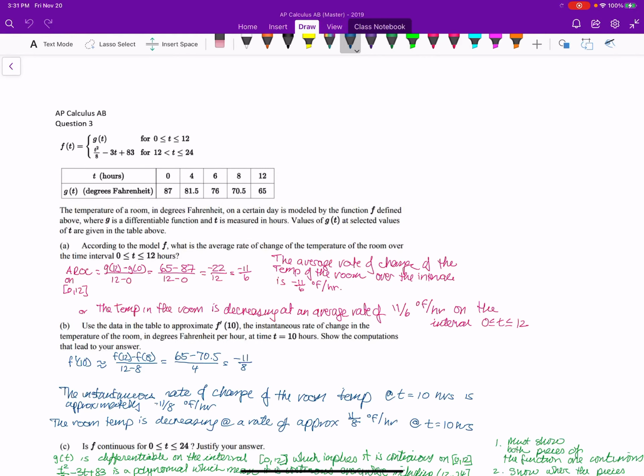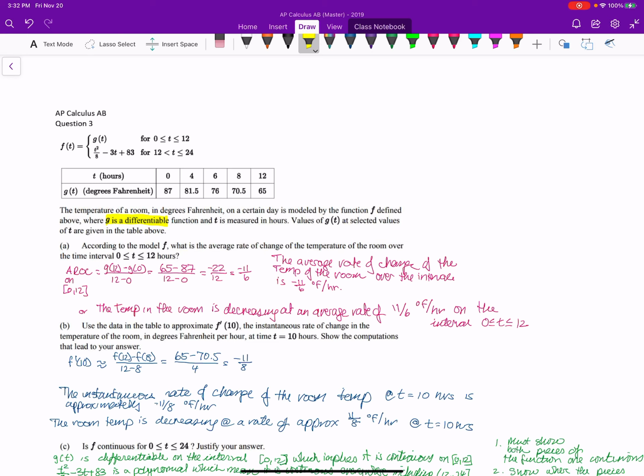Question 3, we now have a piecewise function and a table for g of x that is one of the pieces in the function. It tells me the temperature of a room in Fahrenheit degrees, on certain days, is modeled by f of x. Above where g is differentiable, that will matter whether it's differentiable or not, g is a differentiable function of t, as t is measured in hours, and the values of g of t are selected in the table. According to the model f, what is the average rate of change of temperature of the room from 0 to 12 hours?